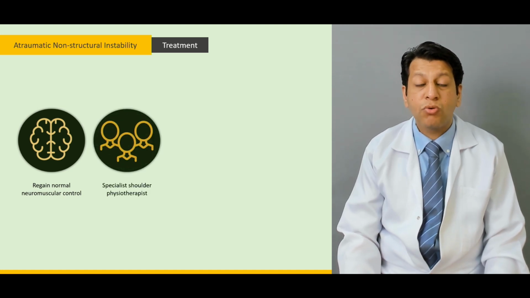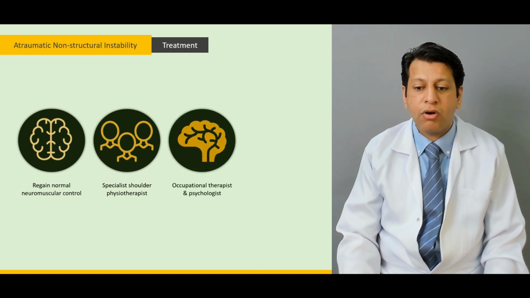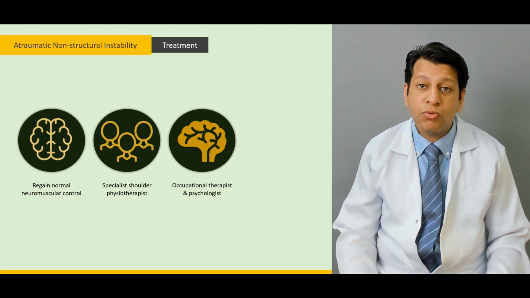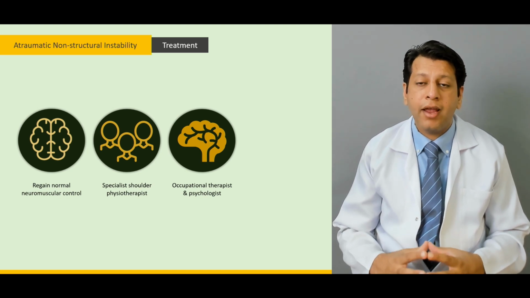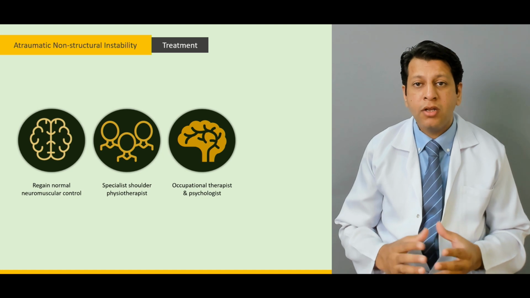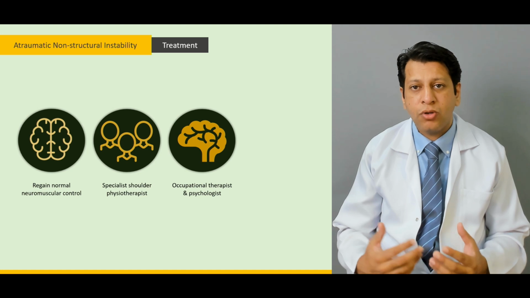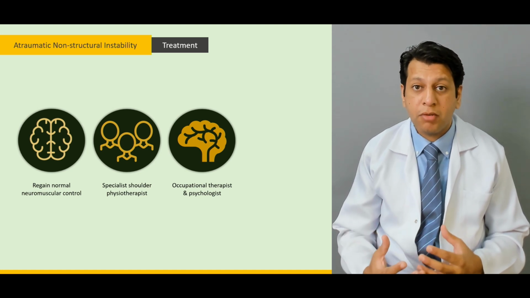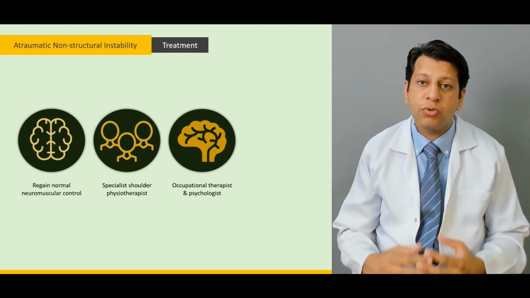Then you need a specialist shoulder physiotherapist, who can provide not only strengthening exercises but also help so that neuromuscular control over the muscles becomes very good. Later on, you need a psychologist as well, to help them avoid getting into situations where there is a chance of increased dislocation. And then you need an occupational therapist as well, so that they can provide ways in which situations or occupational maneuvers that can produce this dislocation can be avoided.